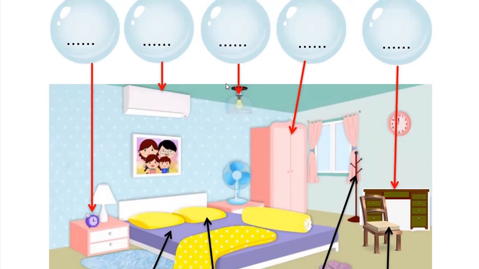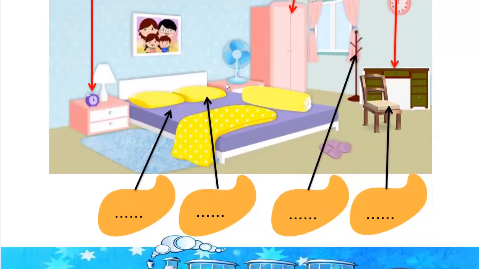Good. AC, Mukayif. Good. Alarm clock. Sir, I don't remember alarm clock. Munabbih. Alarm clock. Munabbih. Next. See a chair. Kursi. Shama'a. Shama'a. Clothes stand. Good.